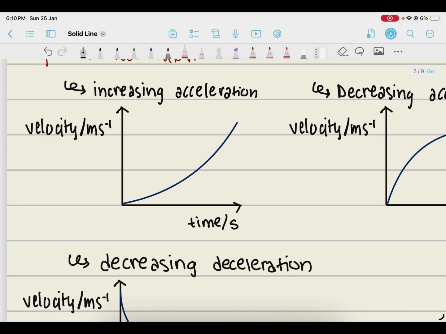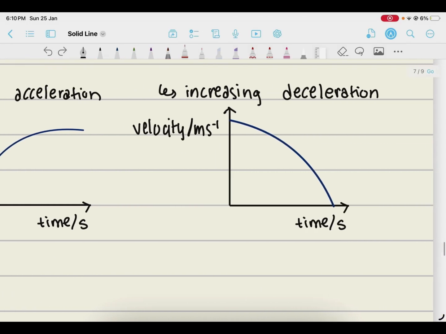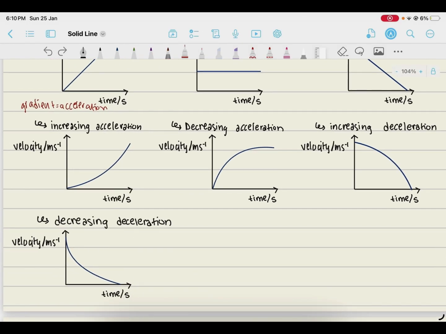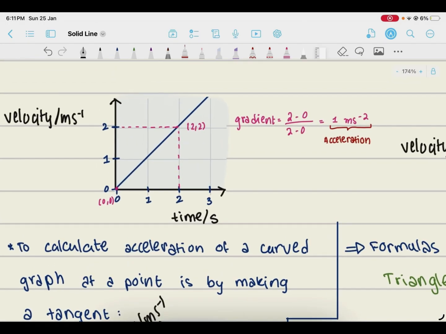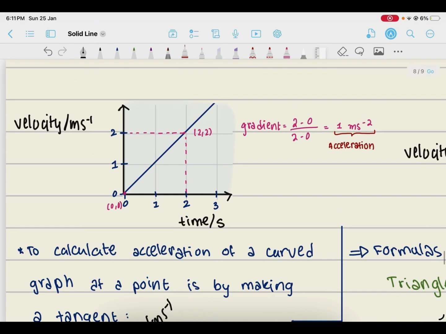Next is increasing acceleration. This will be increasing acceleration. This will be decreasing acceleration. And obviously the same thing but negative: this will be increasing deceleration, because it's negative, and then this will be decreasing deceleration. Now let's learn how to calculate the gradient again for acceleration. Again, the same thing. You take the points, you get the gradient, and this will be your acceleration.